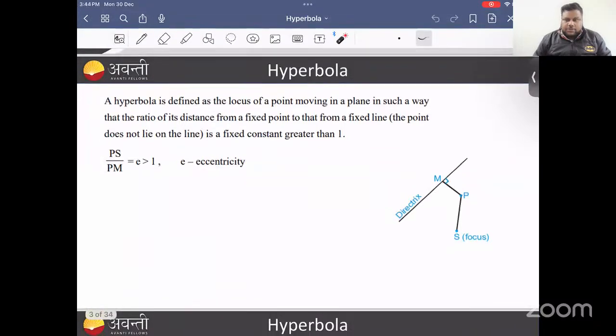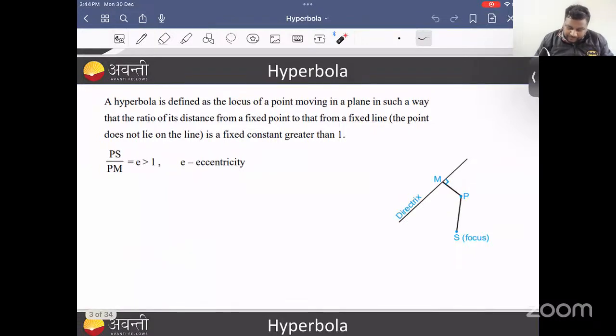So initially the hyperbola is more or less the same as the ellipse. Hyperbola is defined as the locus of a point which is moving in a plane in such a way that the ratio of its distance from a fixed point and from a fixed line is always constant.